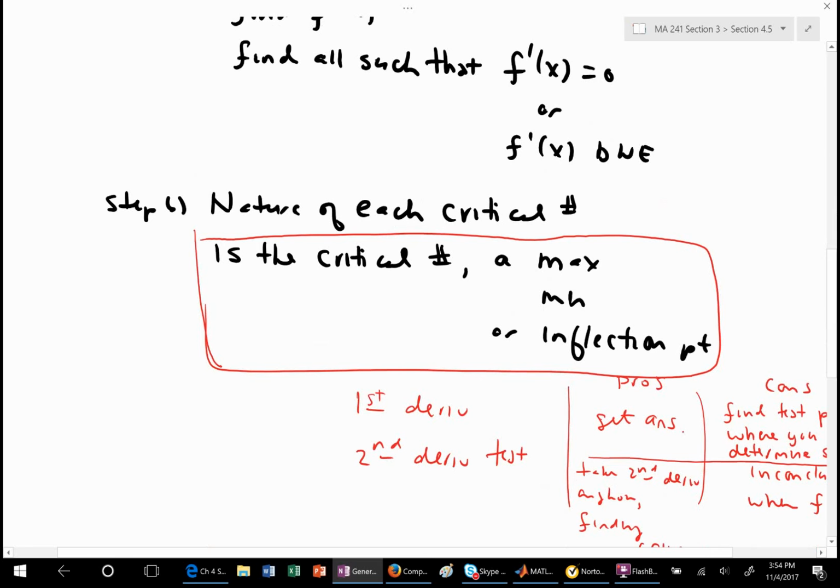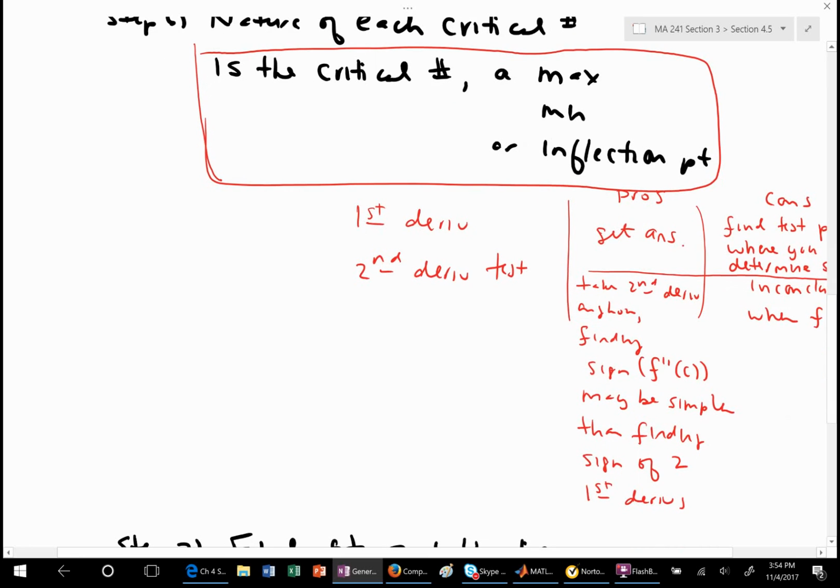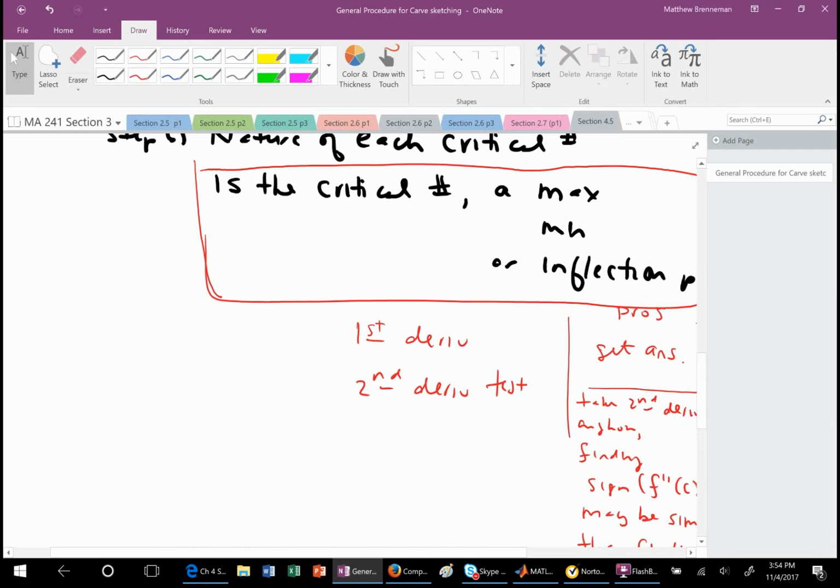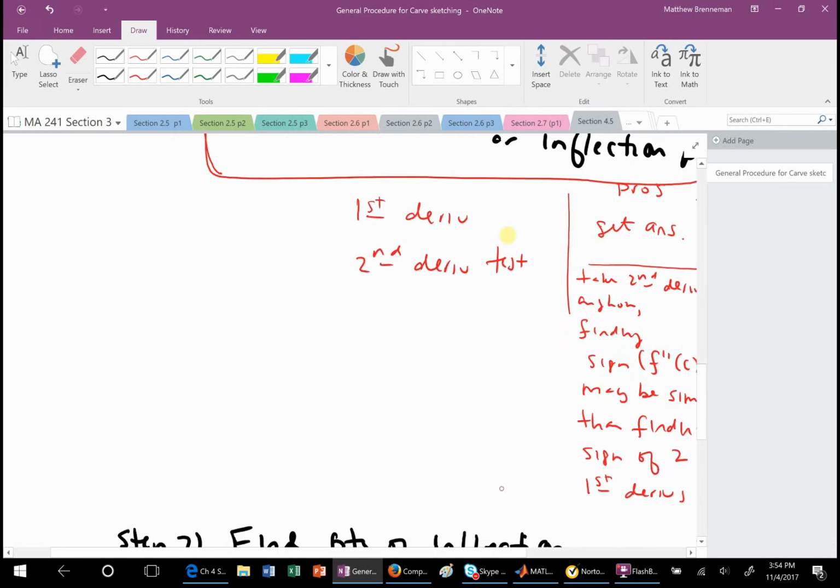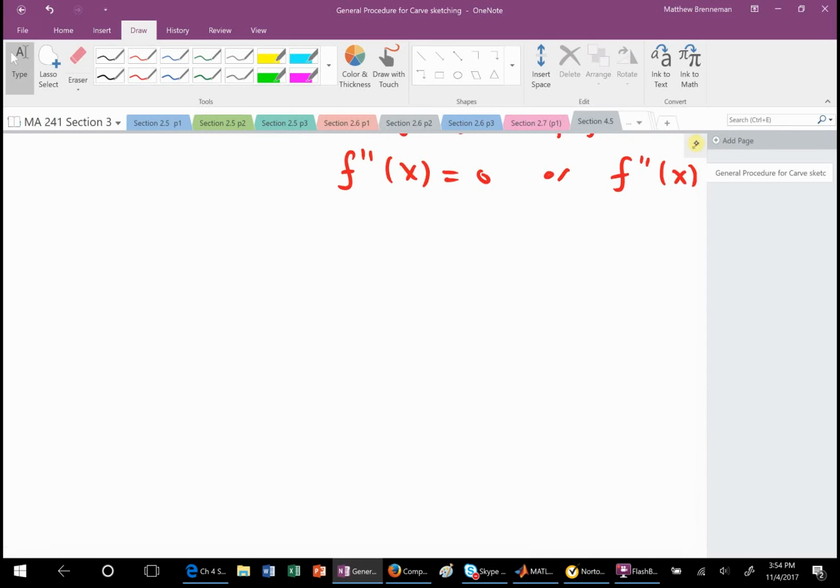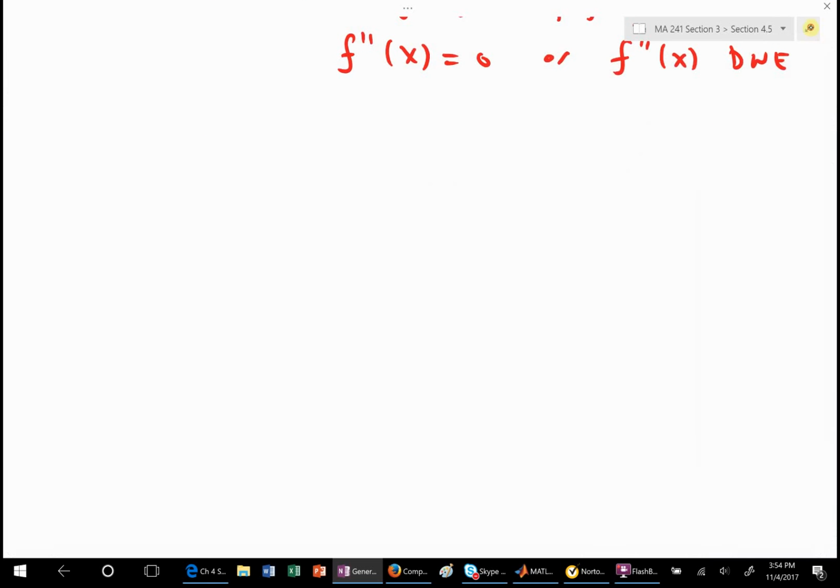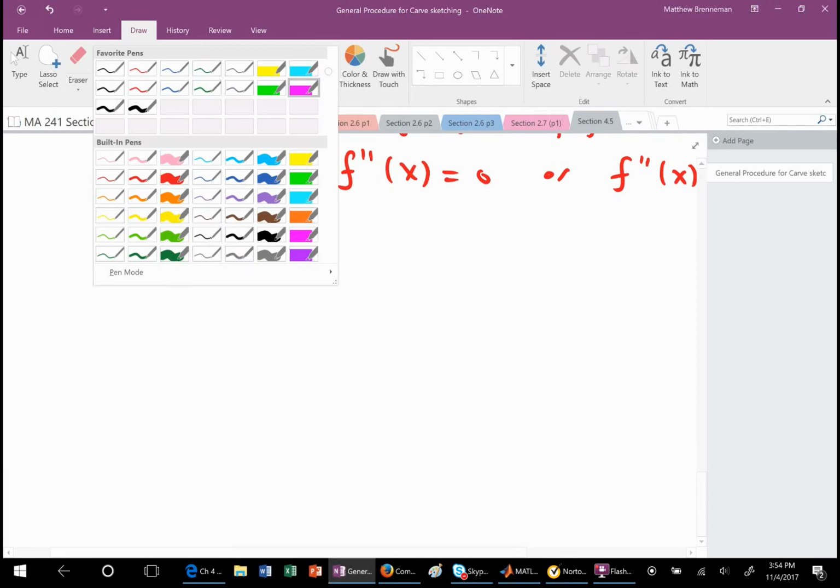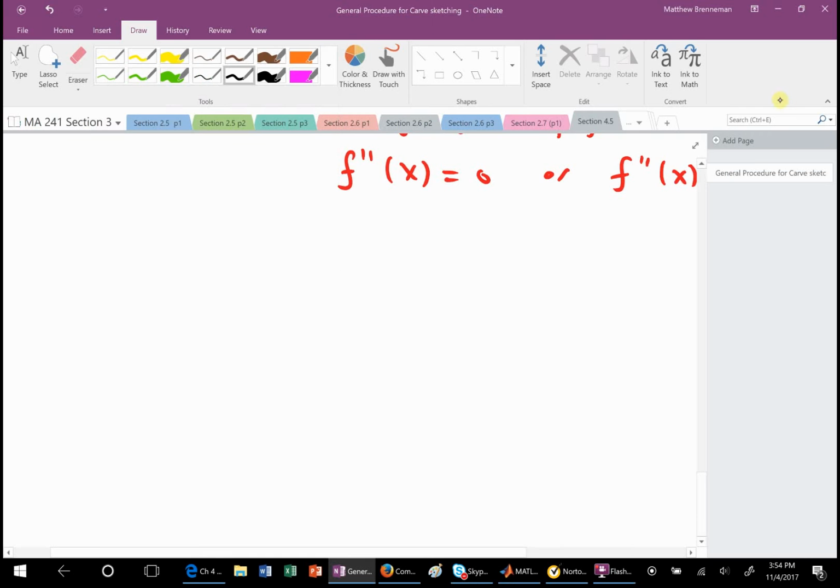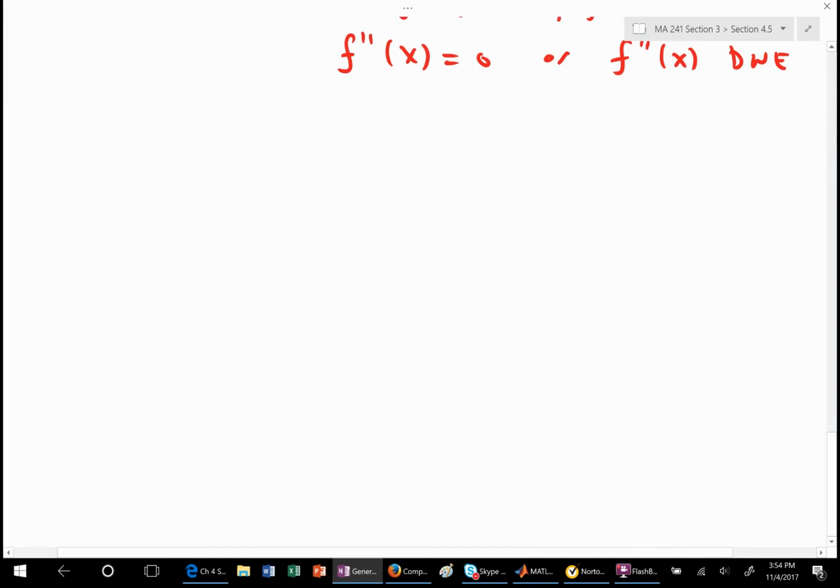Any questions about the steps of what we're doing or why? Everybody's good on this? So let's go ahead and do a few examples. I have a few examples. They're homework-like problems, so I don't think you'll see any curveballs on the homework.